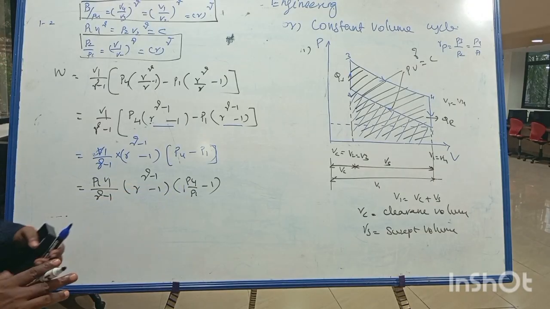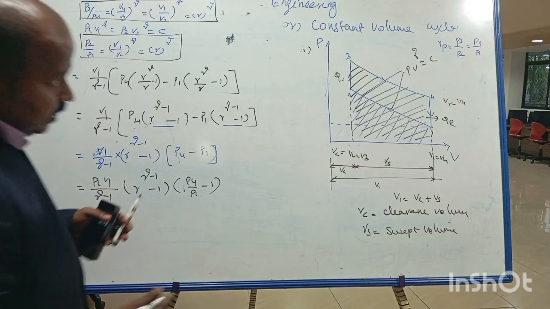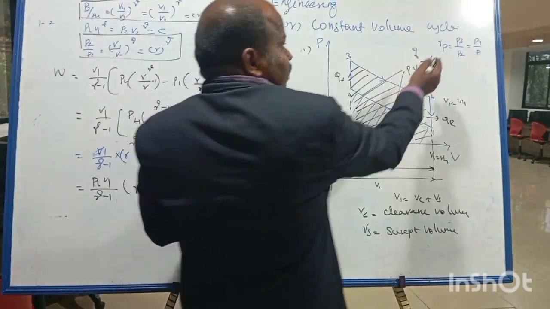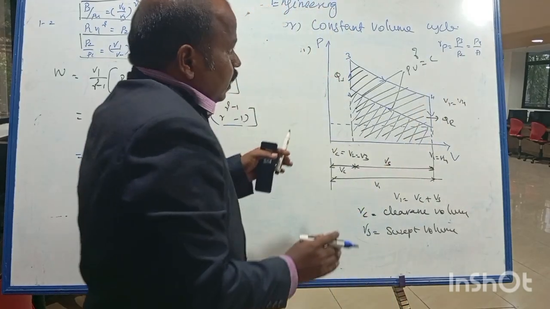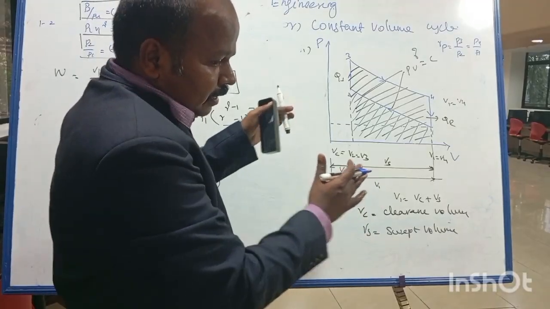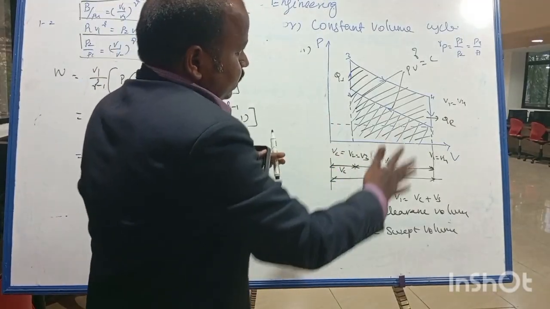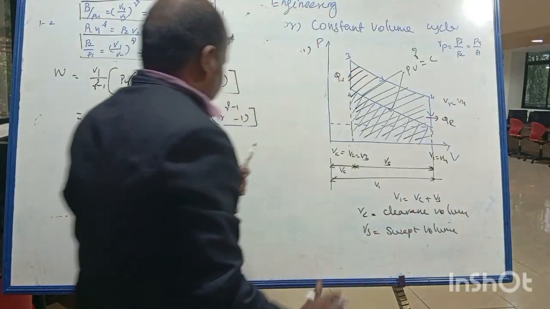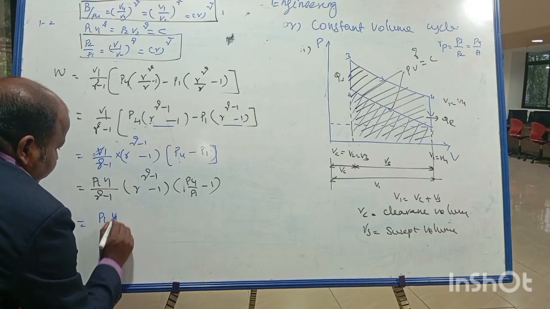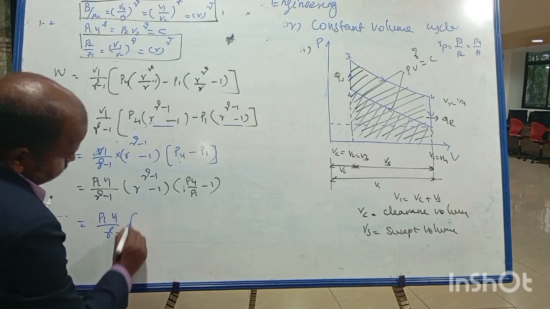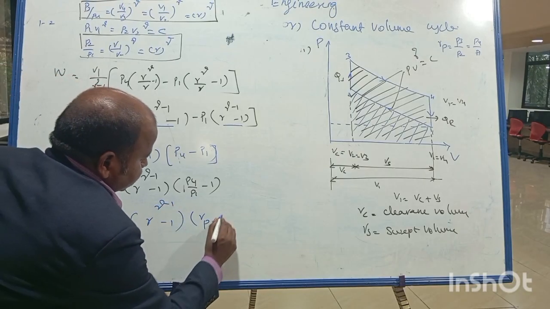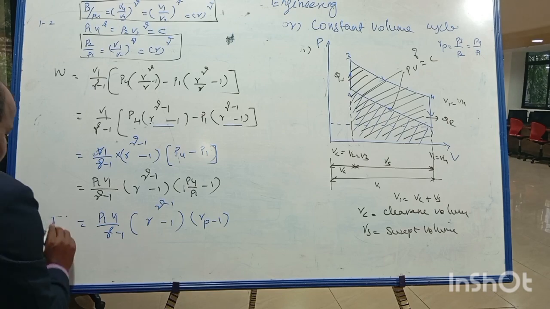What is this P4 by P1? Already I told you the pressure ratio Rp is nothing but P3 by P2. So now we can write this P3 by P2 as P4 by P1, because the expansion and compression take place in the same range. That's why I am going to take it as P4 by P1. So this term I am going to replace as Rp. V1 divided by gamma minus 1 into R power gamma minus 1 into Rp minus 1. So this is the work done.